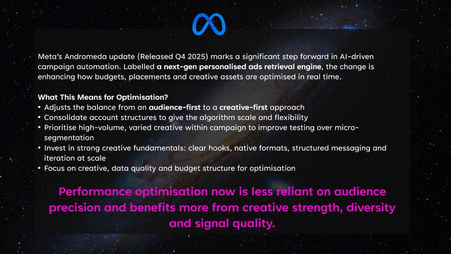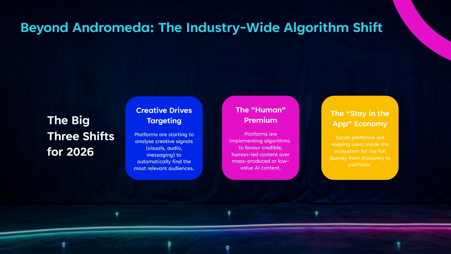So the key takeaway there is that performance optimization is now less reliant on audience precision and benefits more from creative strength, diversity, and signal quality. For us, this is about feeding the algorithm better information, better data that it can then learn from. Yeah, it's a lot more hands-off than it used to be. Right. A lot of the time, instead of looking for those interest signals, it's now what data do you have? What first-party data do you have? How can you leverage that to get the most out of your platform? Wow, that's quite a big shift. It's really interesting.